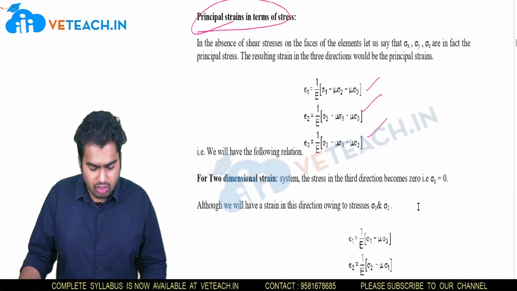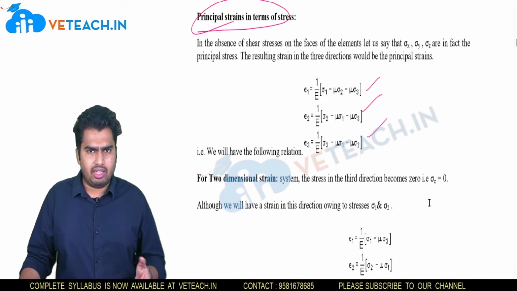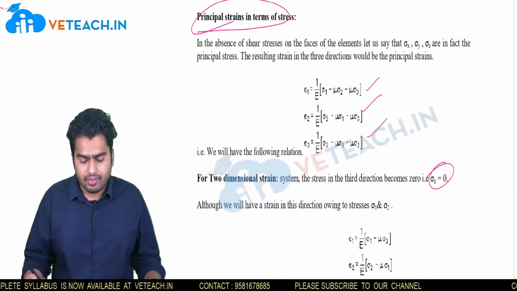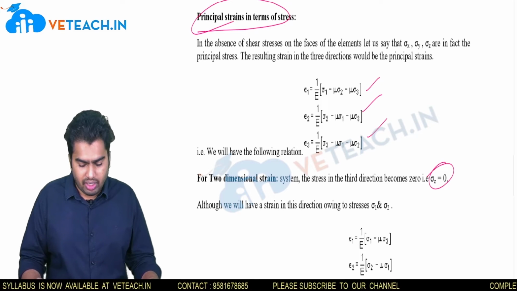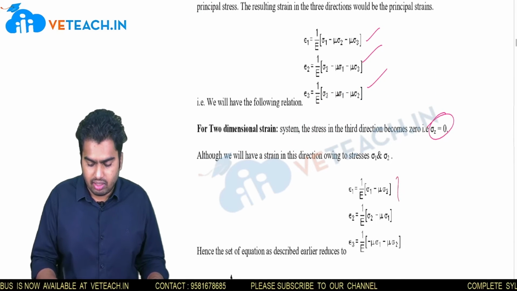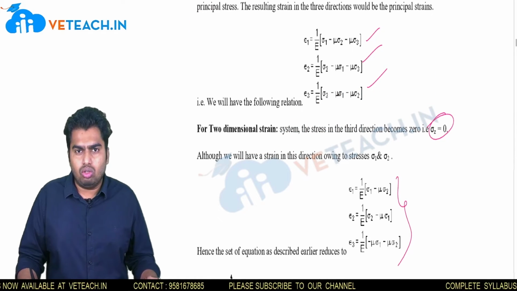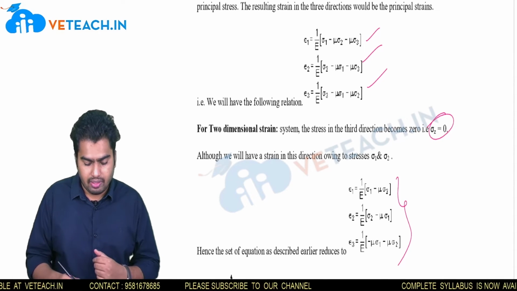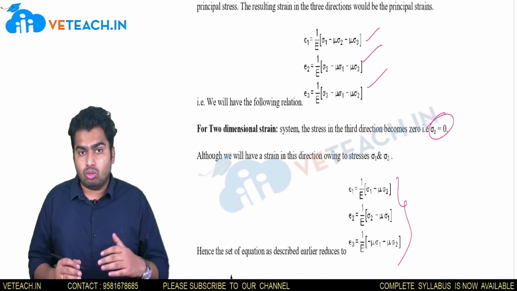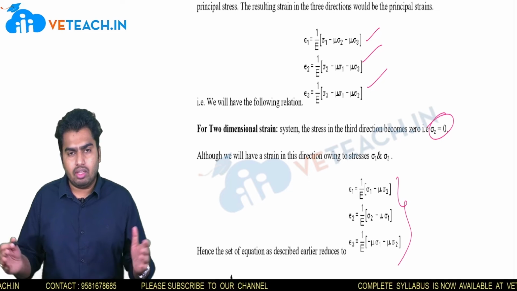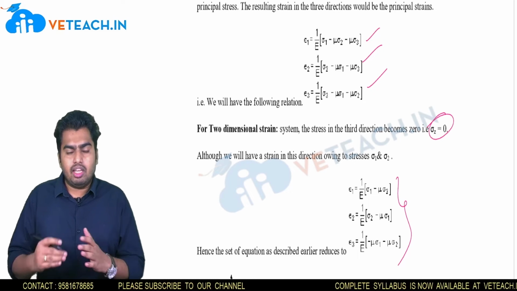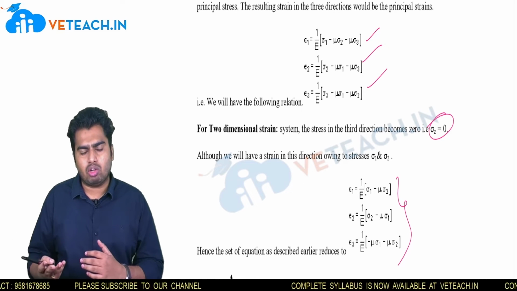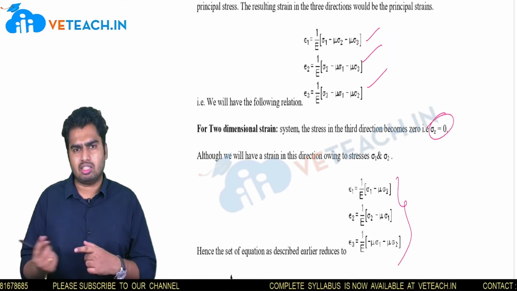Next, for example, if you have a two-dimensional stress state, equate the stress in z direction to 0, and if you write these equations, we will get these three. Don't assume that two-dimensional stress means there will not be strain in z direction. No, there will be strain in z direction. Why? Because there might be stress 0 in z direction, but strain is not 0, because you are applying stress in x and stress in y.